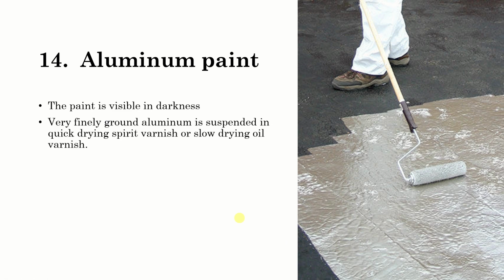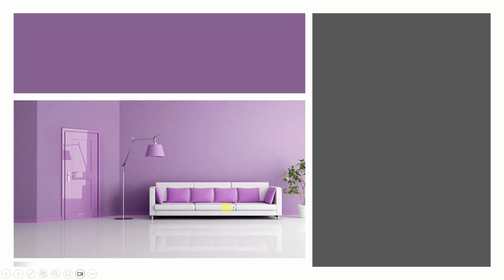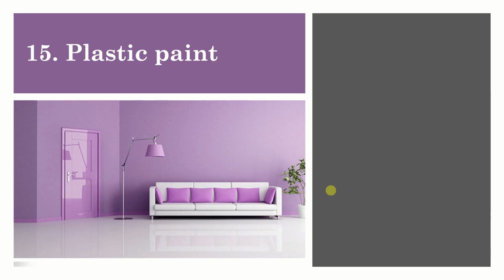Aluminum paint. This is visible in darkness. Very finely ground aluminum is suspended in quick drying spirit varnish or slow drying oil varnish. So aluminum paint can be used for fine interior work and the surface of metals. It is widely used for painting gas tanks, hot water pipes, radiators, etc., and also sometimes on roads in order to get visibility in darkness.